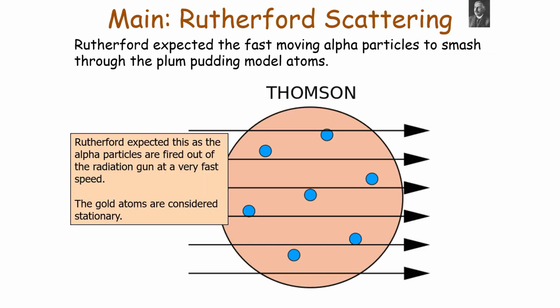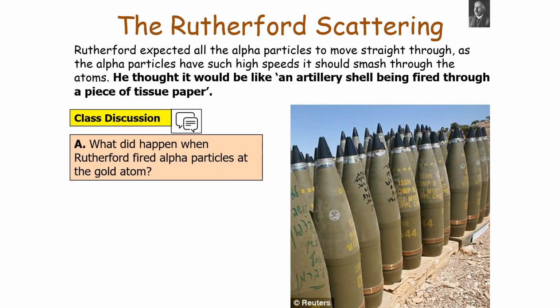Now Rutherford expected that the fast moving alpha particles should smash straight through our plum pudding model atoms. Rutherford expected this because the alpha particles are fired out of the radiation gun, the uranium, at a very fast speed, whilst the gold atoms are considered stationary. So he thought it would be like an artillery shell being fired through a piece of tissue paper. They just smash all the way through. But what did happen when Rutherford fired the alpha particles at the gold foil?